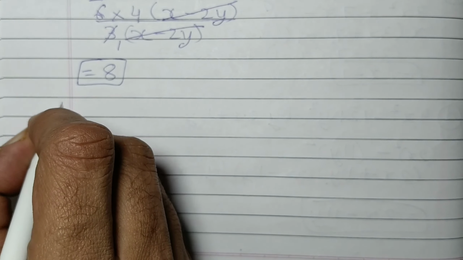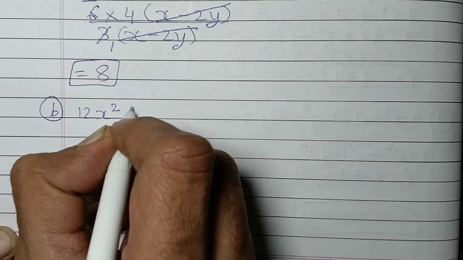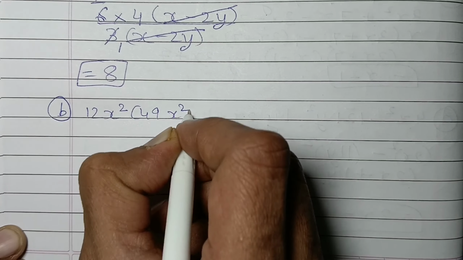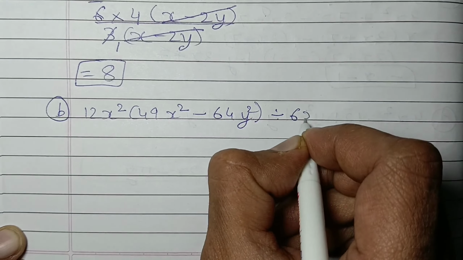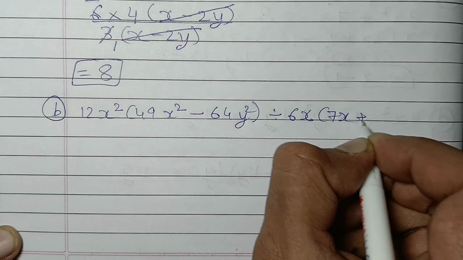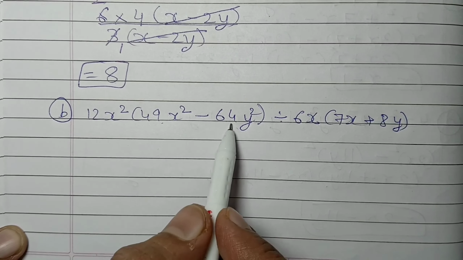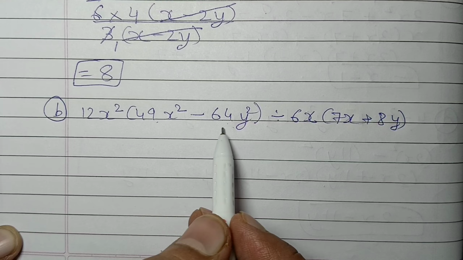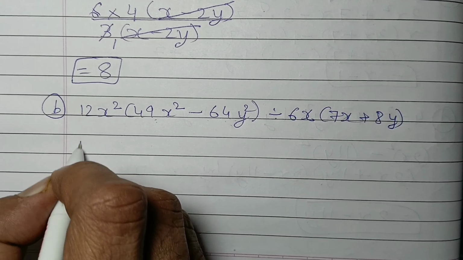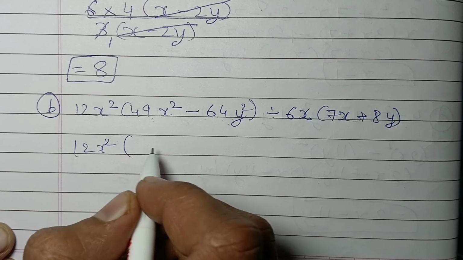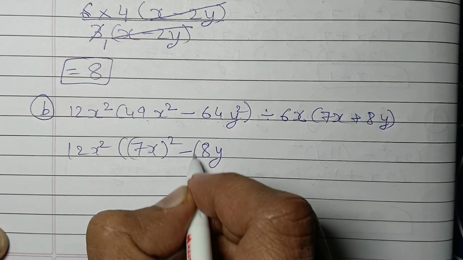Okay, so the next question is B question, that is 12x square, 49x square minus 64y square, divided by 6x, 7x plus 8y. Okay, this looks like a square minus b square. We have to convert these as a whole square minus b whole square. So 12x square, 7x whole square minus 8y whole square.